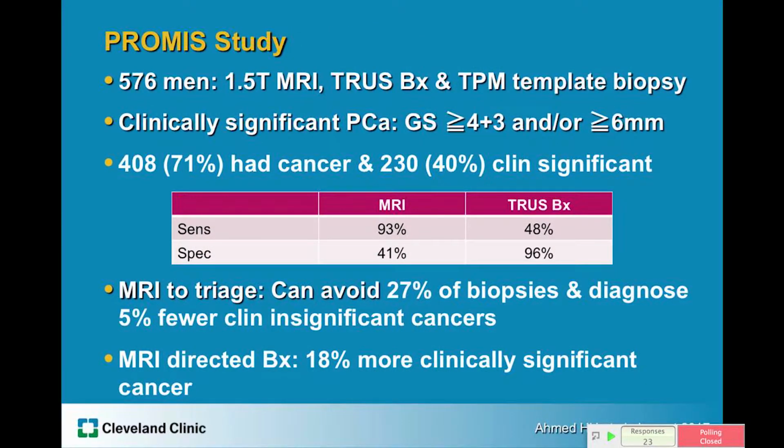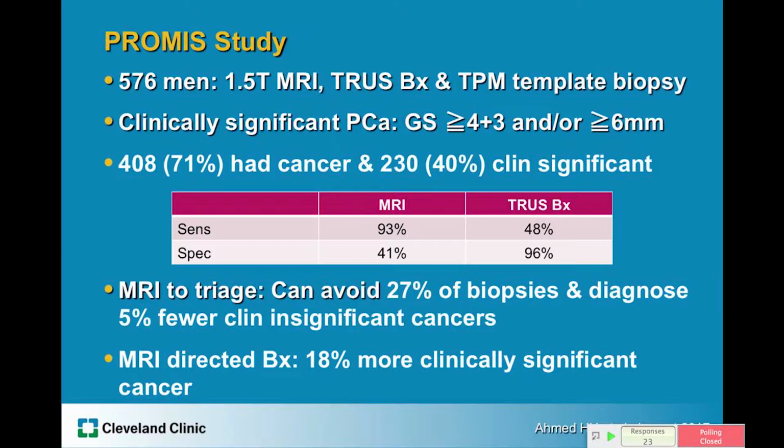This is the PROMIS study, a large UK study that was published this year. They looked at 576 men. These were biopsy-naive men. All men underwent 1.5 Tesla MRI, standard TRUS biopsy, as well as a transperineal mapping template biopsy. And they defined clinically significant prostate cancer as those greater or equal to 4+3 or greater than 6 millimeters in continuous cancer length. Overall detection rate was 71%, with 40% of patients having clinically significant prostate cancers.